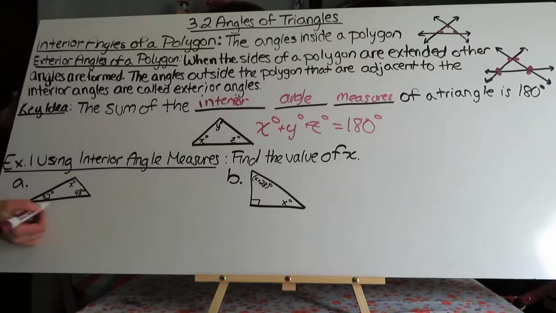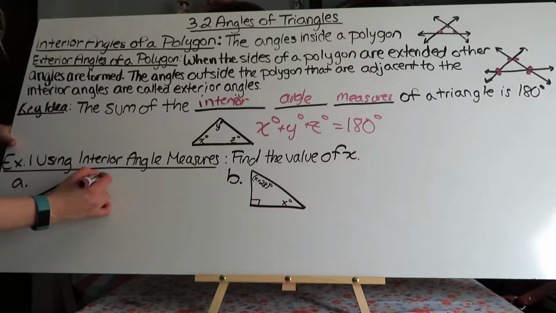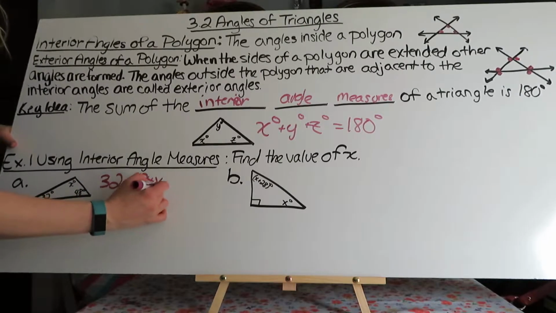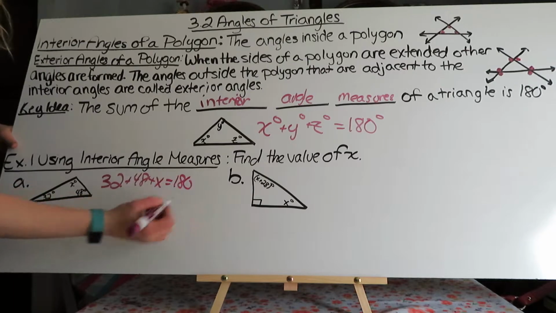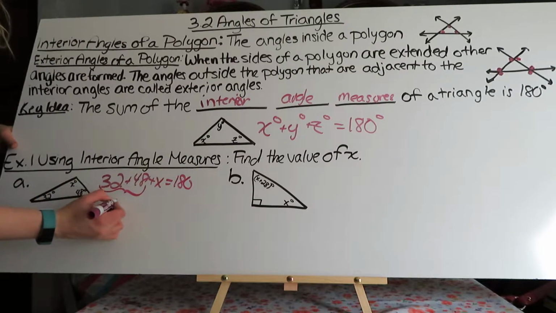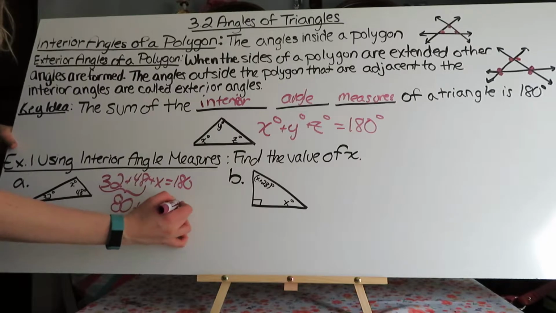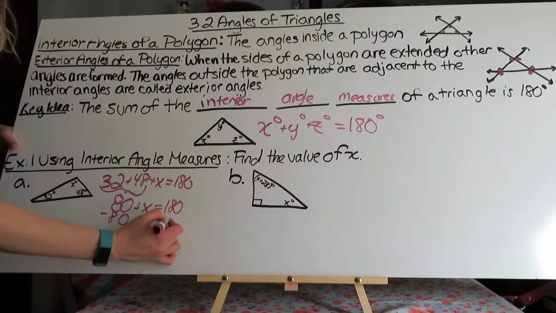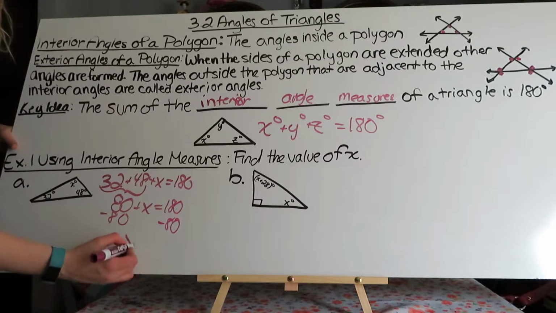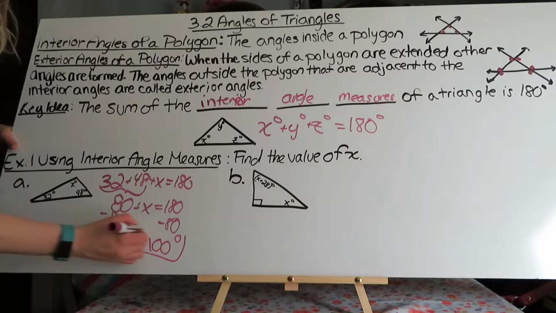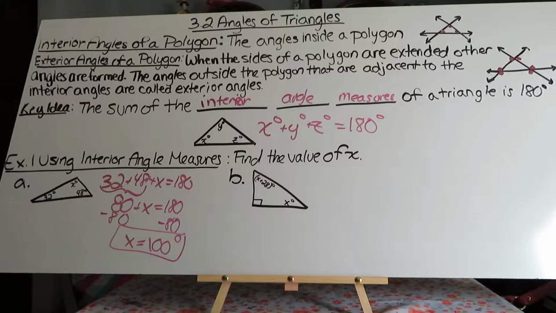We know that all three of the angles will add up to 180. So I'm going to set up an equation. 32 plus 48 plus x equals 180. I'm going to combine my like terms. I'll get 80 plus x equals 180. Solving it normally by subtracting 80 from both sides, I get x equals 100. So I'm going to put the degree sign because that means it equals 100 degrees.